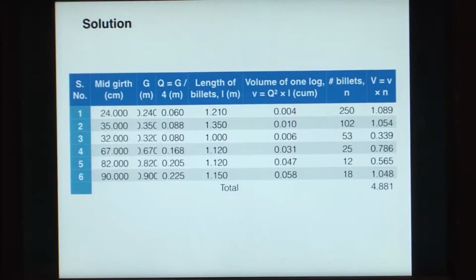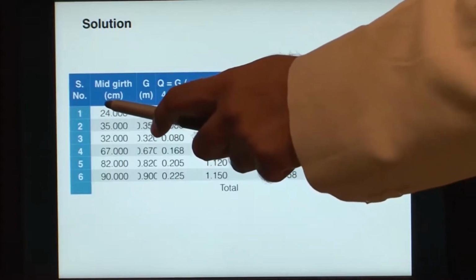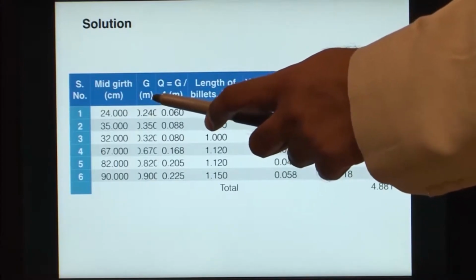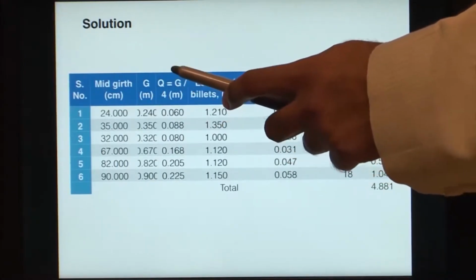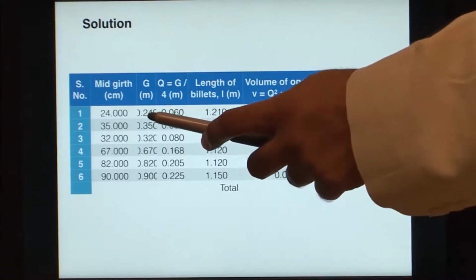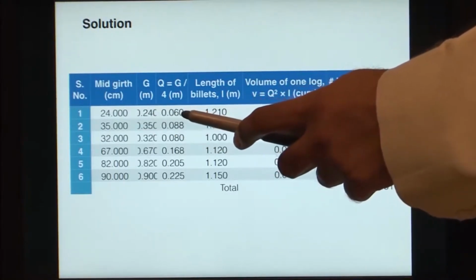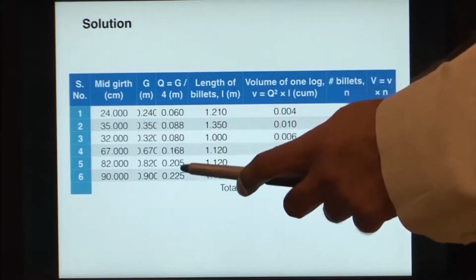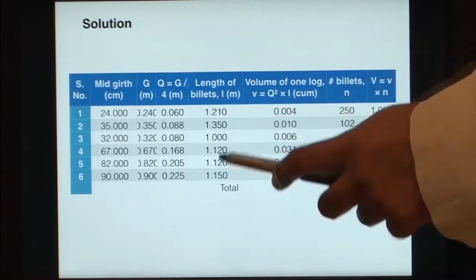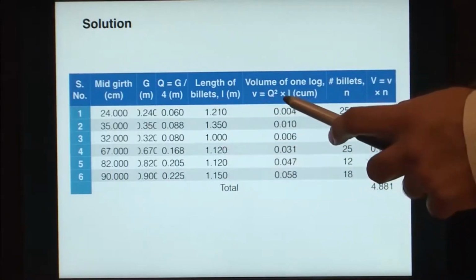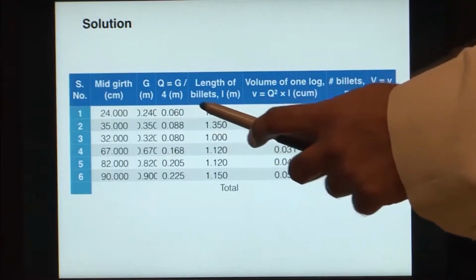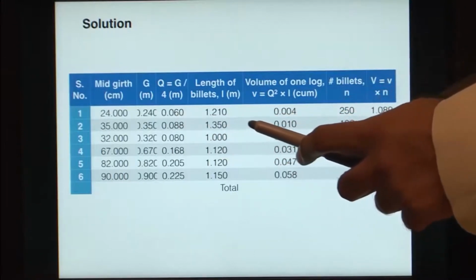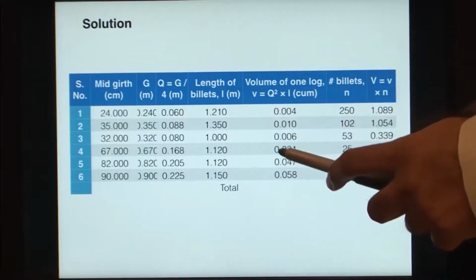We are given the mid girth in the question, in centimeters. First we convert it into meters by dividing by 100, then we compute the quarter girth, which is G by 4. If it is 0.24, then 0.24 by 4 will be 0.06, 0.32 by 4 will be 0.08 and so on. The length of the billets is also given in meters. The volume of one log will be Q square into L, that is 0.06 into 0.06 into 1.21, which comes to 0.004 cubic meter.